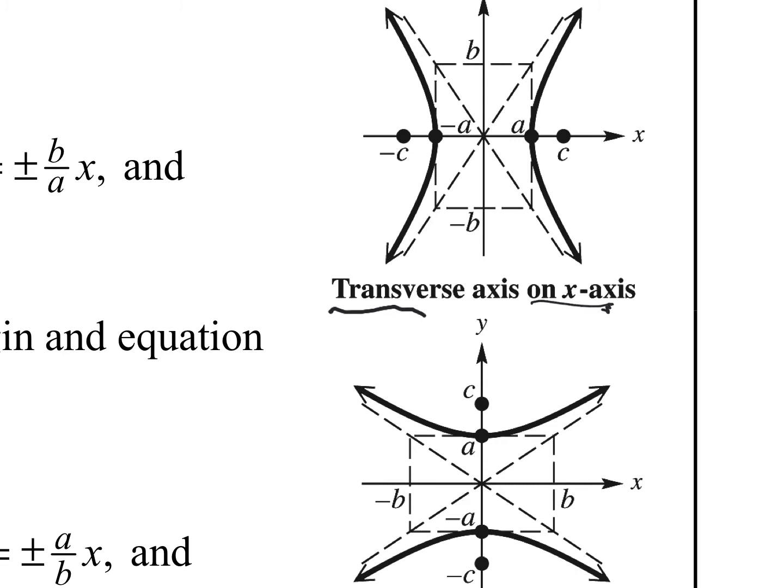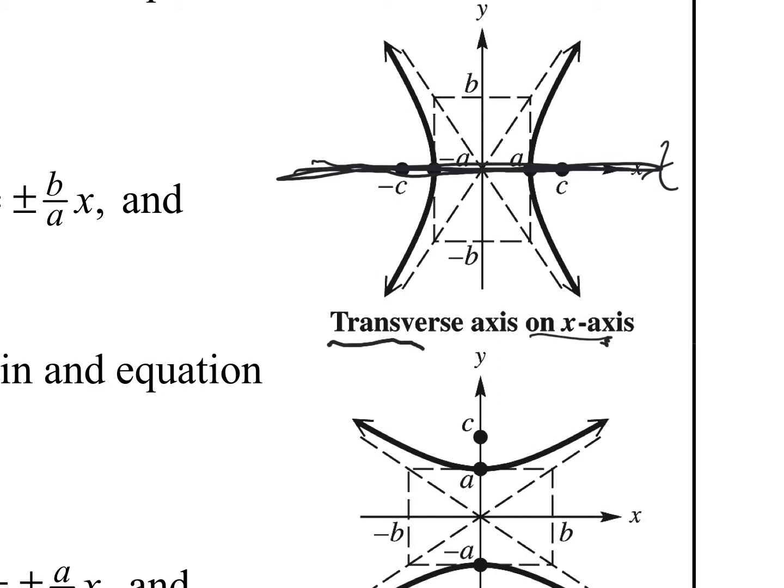You know what? Maybe I said something wrong on the other page. I'm wrong. The transverse axis goes to the vertices and the foci points. All right. So it's still vertical though. Still vertical. I flipped it. All right. Sorry guys. It's been a long time.